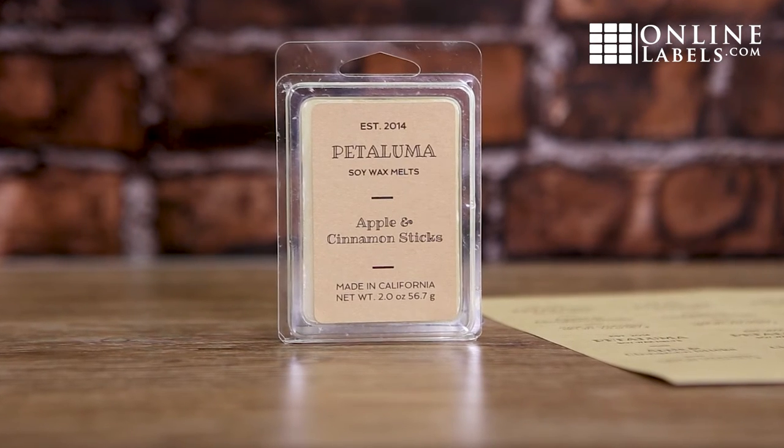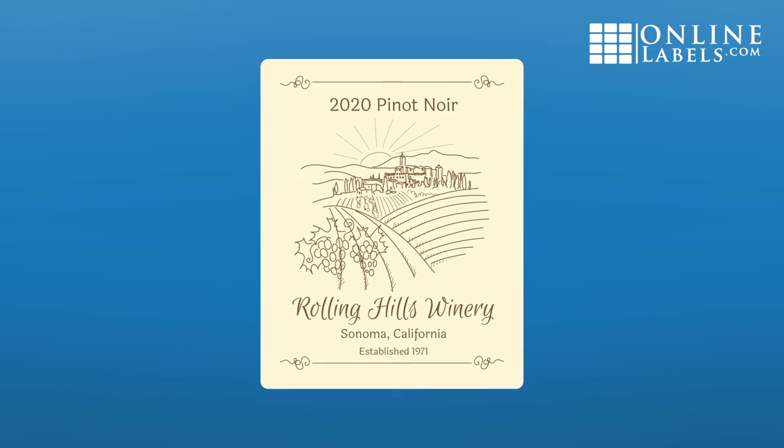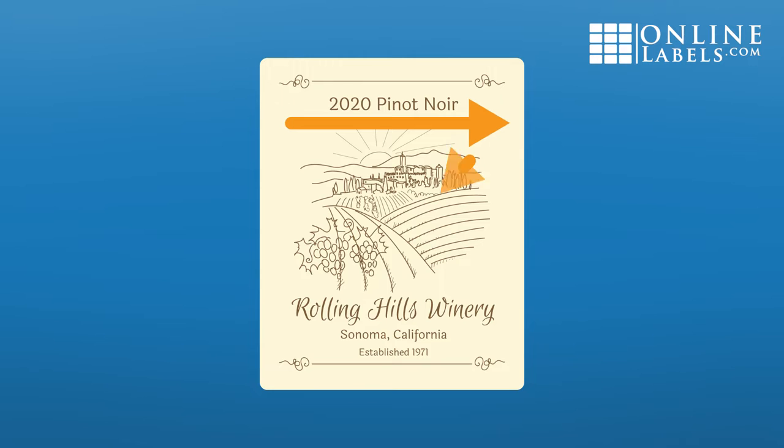The two main eye patterns to consider are the Z pattern, where the viewer's eyes start at the top left and move horizontally to the right, then down across the bottom left corner, and over again to the right. People tend to follow this eye pattern when the design is simple with not a lot of text.